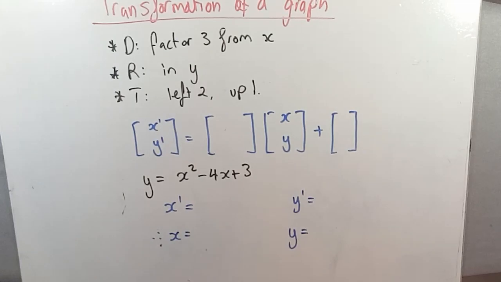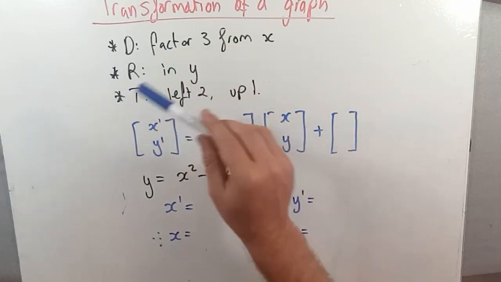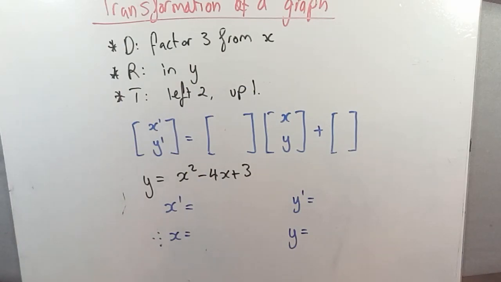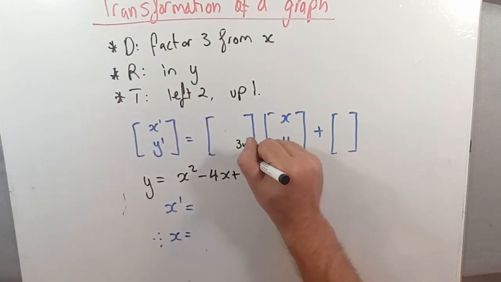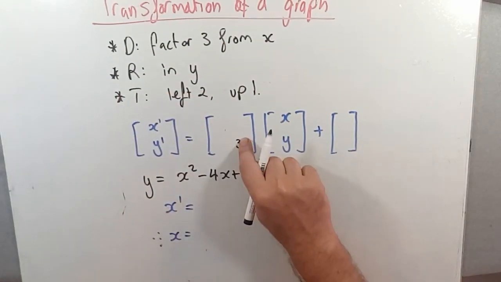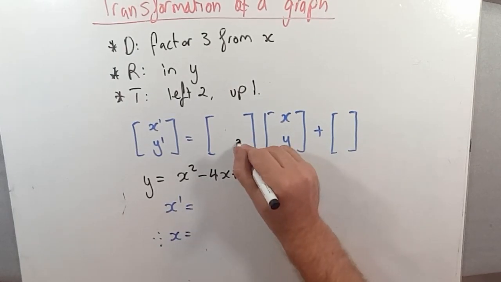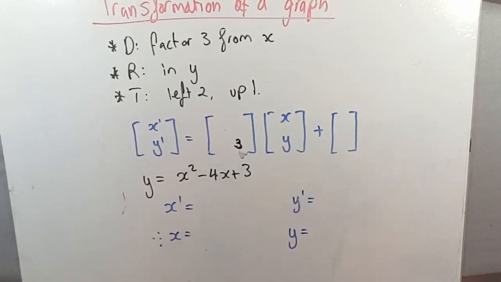Okay. So let's do transformation of a graph. We're going to take a graph. We're going to dilate by a factor of 3 from x, reflect in y, move left 2 and up 1. So what is that going to look like? Let's put it all in one go. So dilation factor of 3 from x means it's going to stretch up parallel to y. So those y values, I don't need to put the y there, just the number 3 in that spot. Then I'm going to reflect it in the y.